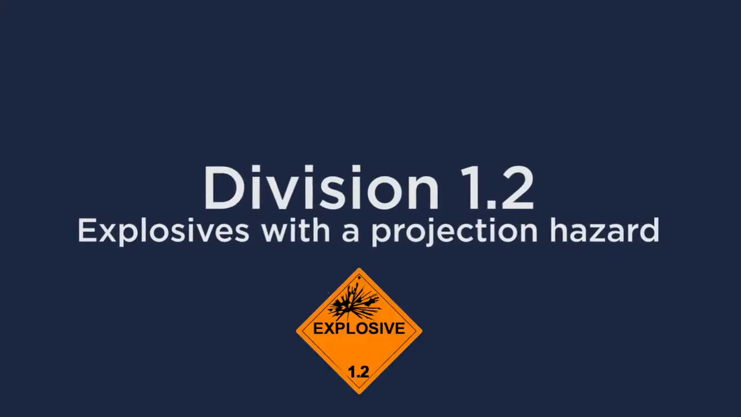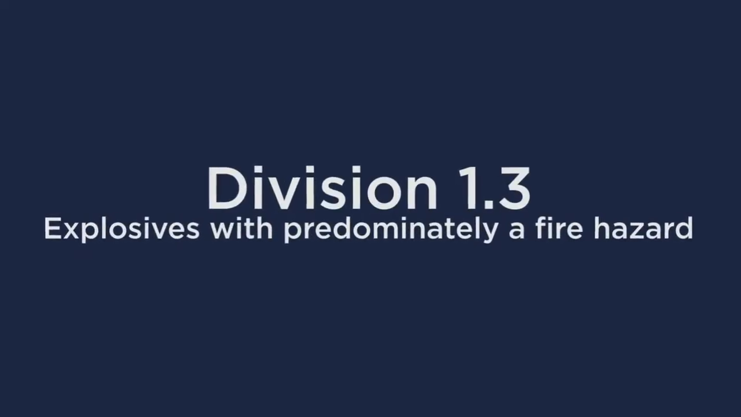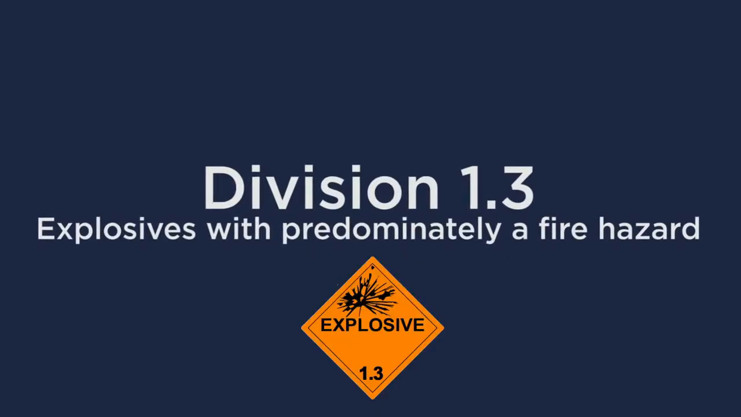Division 1.1 are those materials that have a mass explosive hazard. These materials are typically going to be restricted for transport. Division 1.2 are those materials that have a projection hazard, but not a mass explosive hazard. Again, these materials will also be very restricted for transport. Division 1.3, these materials have a fire hazard and either a minor blast hazard or a minor projection hazard. And again, 1.3 materials will be a very restrictive explosive for transport.